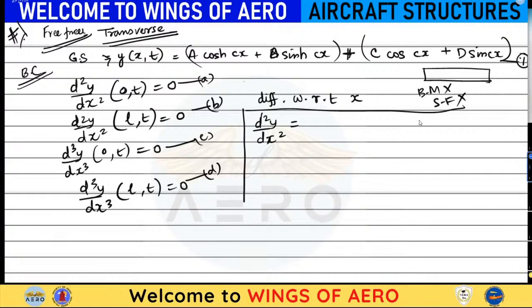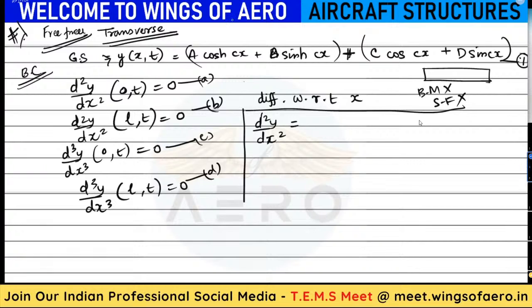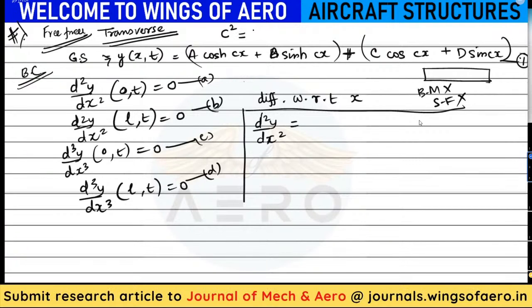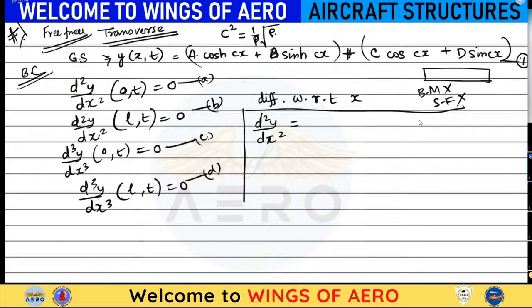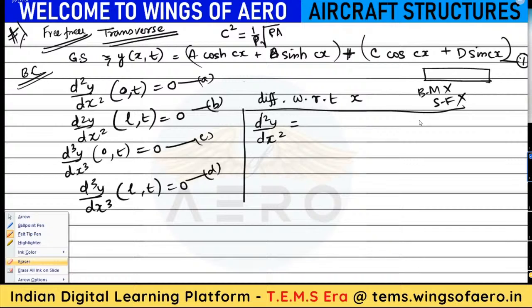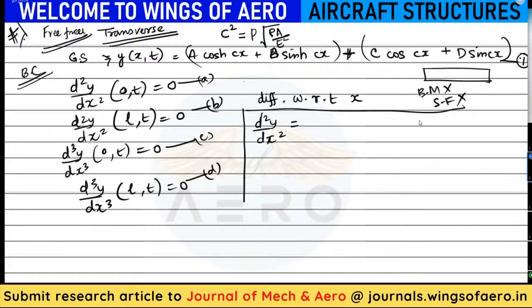Where a, b, c, d are the constant terms, okay? And small c, you know what is small c? We know small c square is equal to root over rho a by EI.